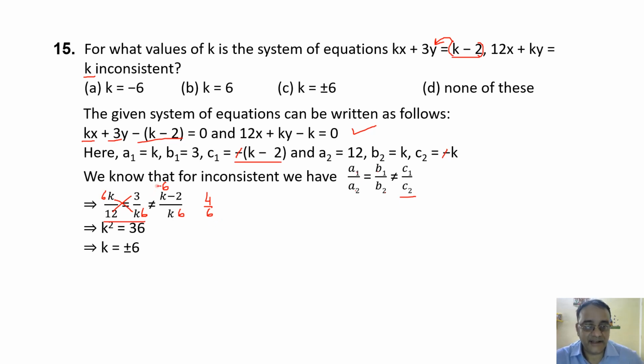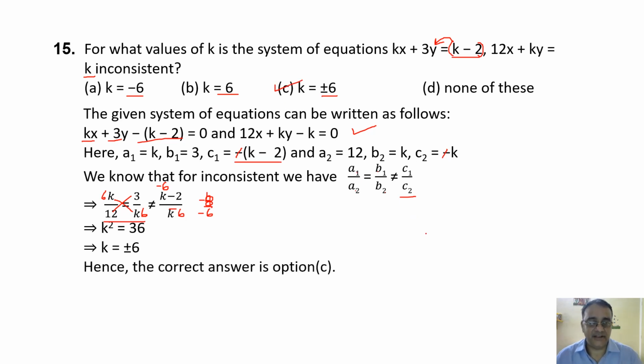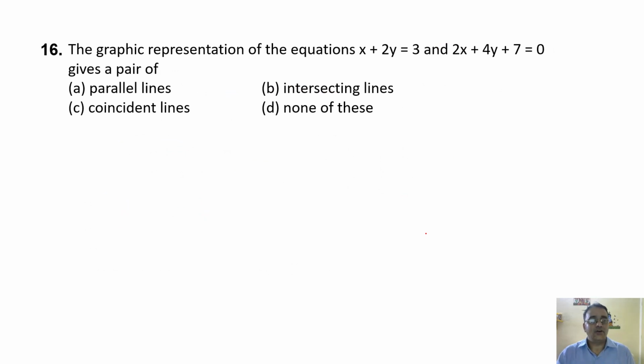If I substitute minus 6, so this will become minus 8 upon minus 6. So how much is coming here? 4 by 3, and here a negative value. That means both values are possible. So whenever you get two values, please cross check your answer, because here minus 6 is also given, plus 6 is also given, plus minus is also given. So now the correct answer confirmed is plus minus 6. So which option is the correct one? Option C. Right.